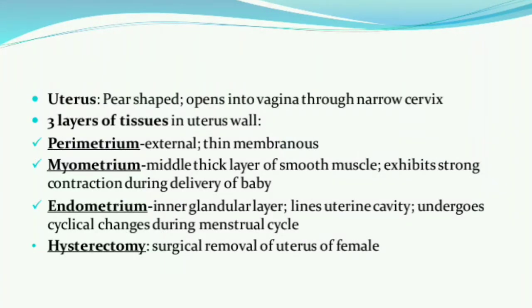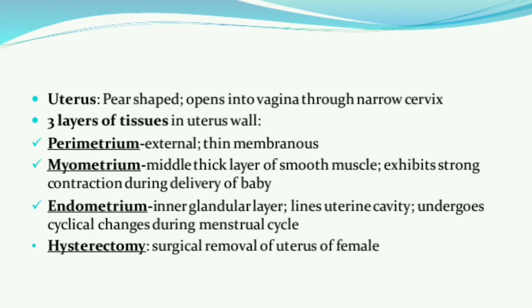Now let us discuss about uterus. Uterus is single and it is also called womb. The shape of uterus is like an inverted pear. It is supported by ligaments which are attached to the pelvic wall. Now the uterus opens into vagina through a narrow cervix. The cavity of the cervix is called cervical canal, which along with vagina forms the birth canal.